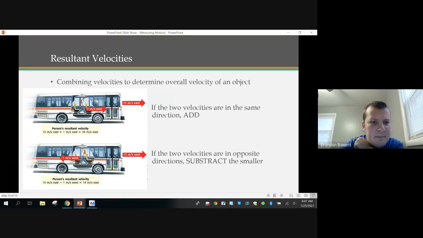Last one. Resultant velocities. This is one of my favorite examples because it's combining velocities to determine the overall velocity of an object. So if you're walking up in a bus, you're moving, let's say, 1 meter per second. The bus is moving 15 meters per second. Since you're moving the same direction, you add those two. Whereas if you're walking to the back of a bus while the bus is driving, they're in opposite directions and you would subtract.